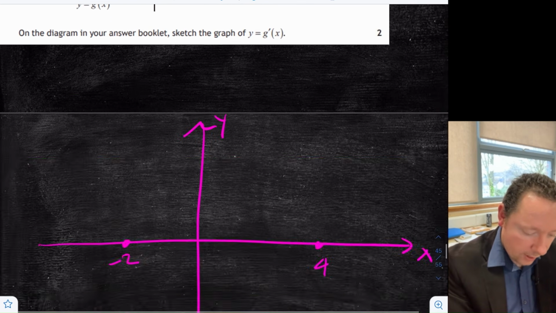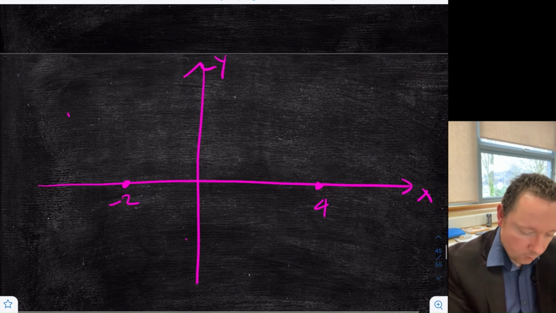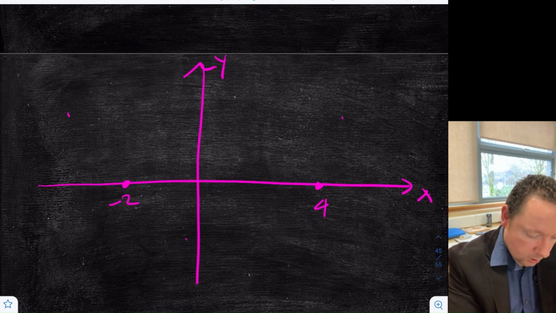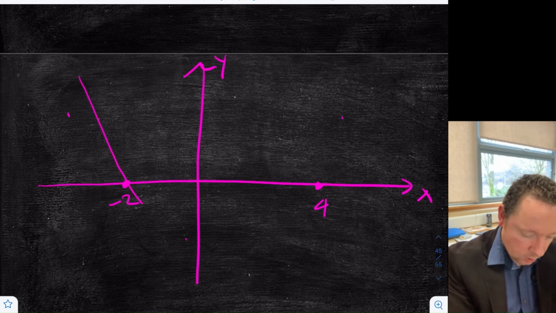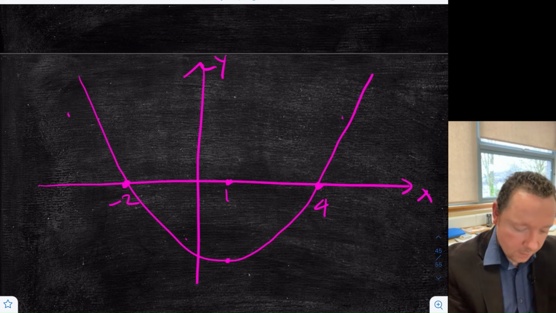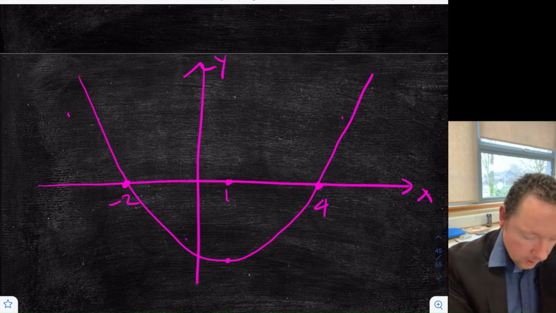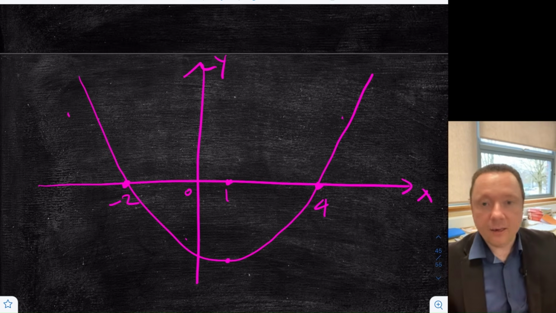So I know I'm starting high, I'm dropping below between the numbers, and then I'm going high again. So my curve must come down like so. Obviously, I can't quite get the turning point. I know the turning point happens at 1 in the middle of the roots, but I don't know exactly what it would be on the y-axis, so I don't need to work that out. And there we are. There's my graph of the derivative.